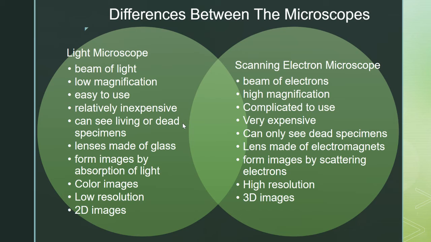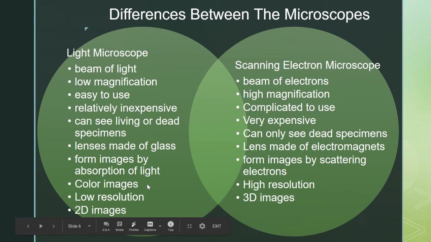For light microscopes, you can see things that are either living or dead, whereas with scanning electron microscope, you can only see dead things because the electron beam actually kills specimens. So even if it was alive, it won't be anymore if you use a scanning electron microscope. For the light microscope, the lenses are made of glass, while the electron microscopes are made of electromagnets. With the light microscope, images are formed by the absorption of light onto the retina of your eyeball, whereas the electron microscope forms images by scattering electrons, and those are brought up on a computer screen.